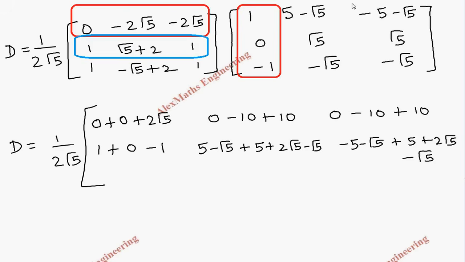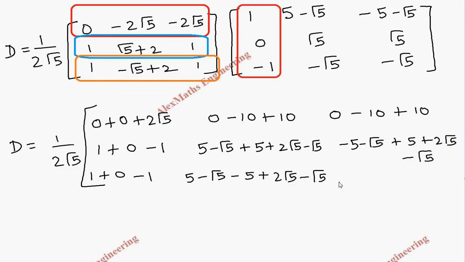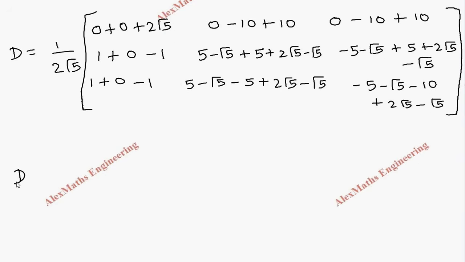In the same way, let's take the third row and multiply with each column corresponding elements. So 1 plus 0 minus 1, then 5 minus root 5, then minus 5 plus 2 root 5 minus root 5. Then last part, minus 5 minus root 5, then minus 10 plus 2 root 5 minus root 5. So all the multiplication part is completed. Now let's simplify all the numbers.